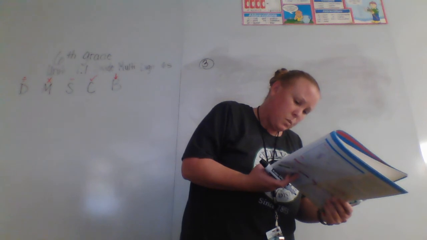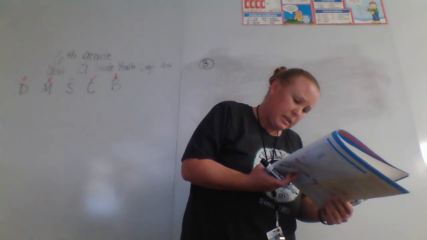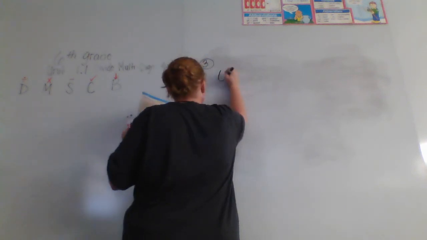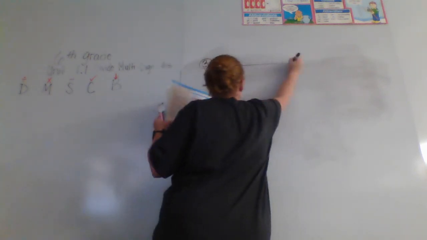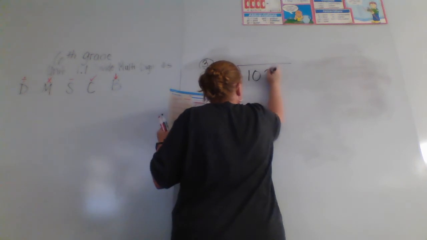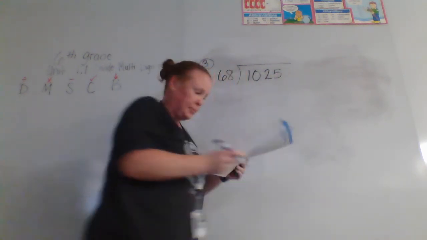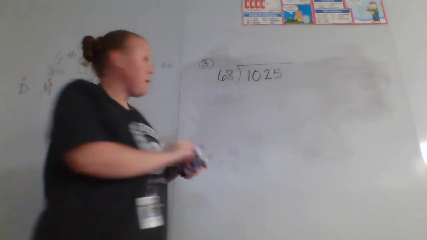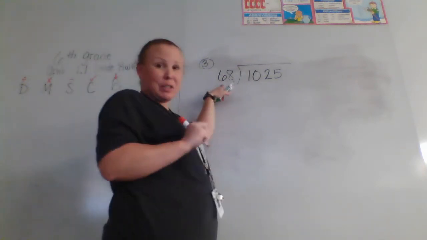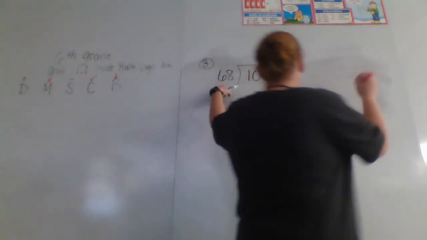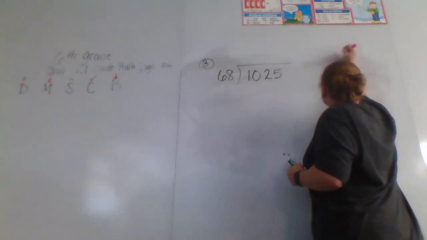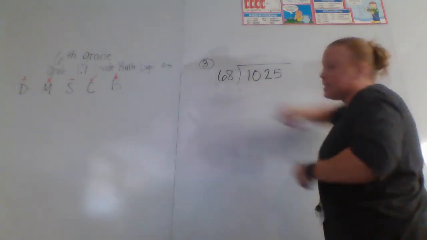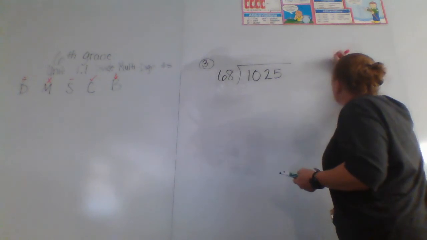68 into 1,025. There we go. Okay, so I don't know my multiples of 68, so I'm going to go ahead over here and I'm going to write them down. Because sometimes you just got to write down the work. Okay, so 68 times 1 is obviously 68, so I'm going to start with 68 times 2.